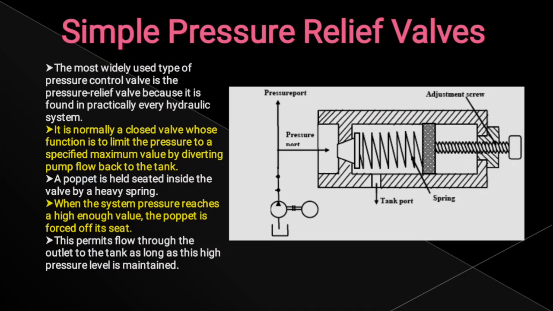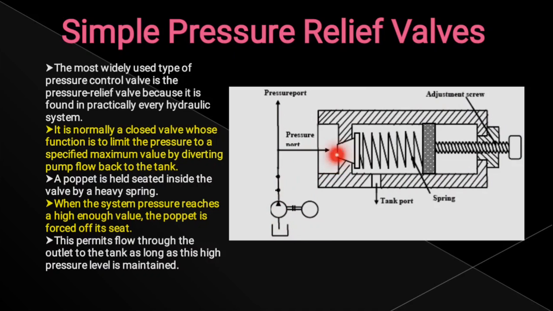This is the diagram of a simple pressure relief valve. Here we have a valve casing or body, which has an adjustable screw knob where you can adjust the opening. There is the poppet, which is connected to the spring, and you can see this is the pressure line. This is just a simple circuit where the pressure relief valve is situated.